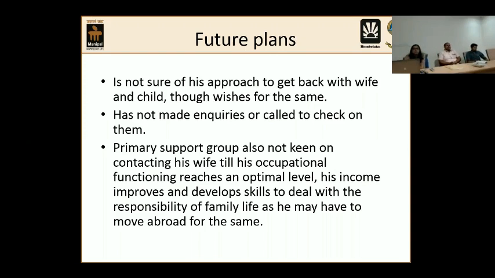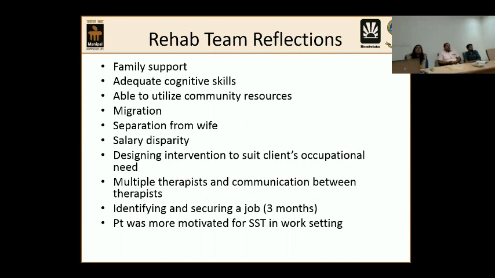When we put this case together into a presentation format, we felt that it was very different working with this client. One thing was that we had good family support. He had more or less adequate cognitive skills, and we were able to utilize community resources to place him and to train him. We also had to deal a little bit with the issue of migration. He is separated from his wife, and even though he is earning 12,000 per month, there is a huge disparity in the amount that he is earning.